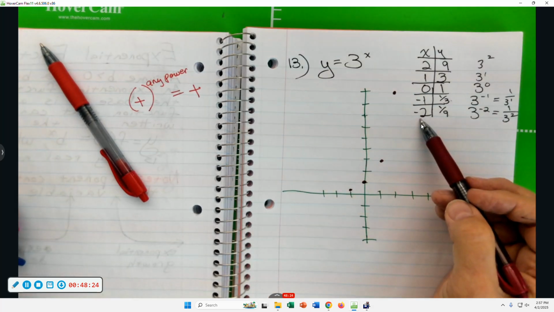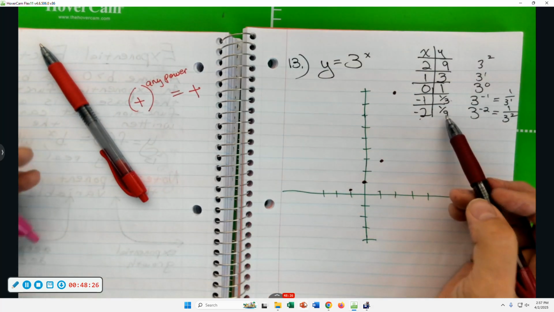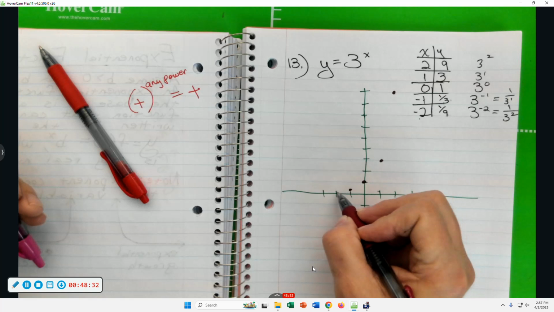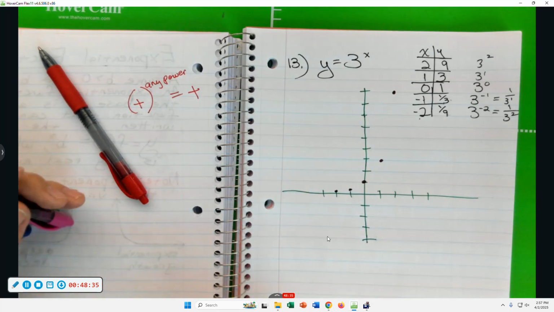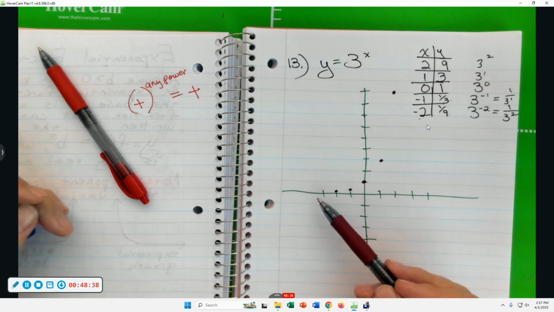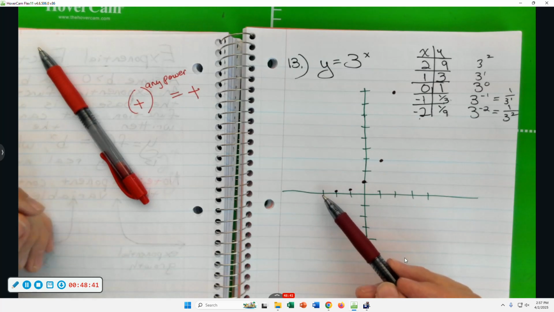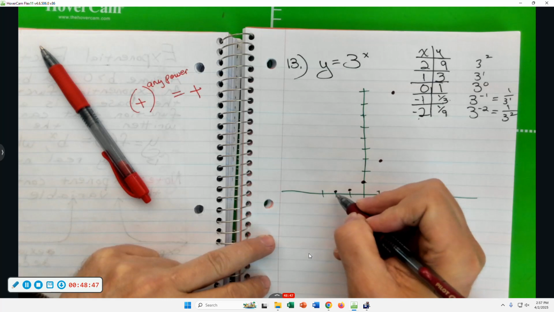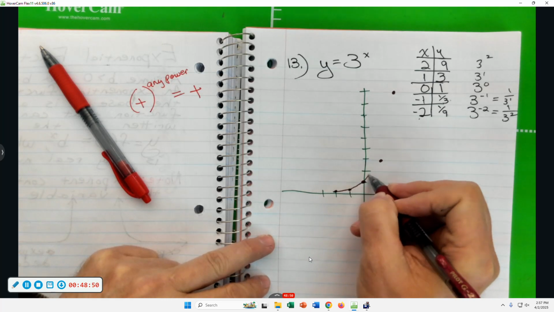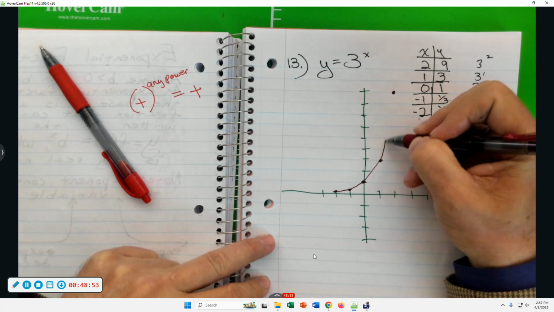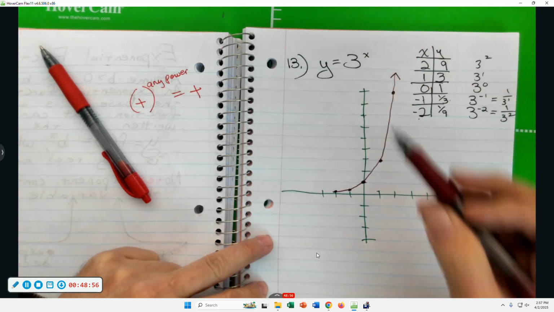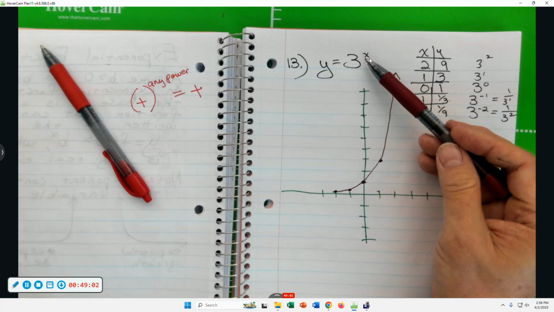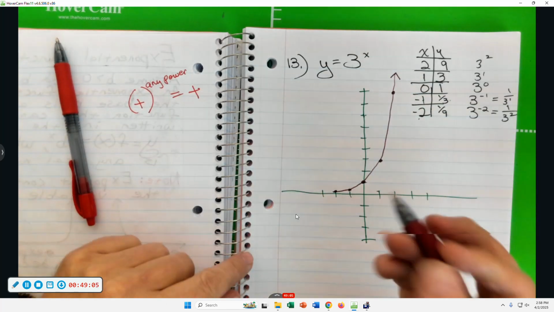At -2, we're only moving up 1/9. Imagine breaking that interval into 9 equal subintervals. We'd be even closer to the x-axis. If we had plugged in -3, we'd only move up 1/27th of a unit. We say that this figure is getting closer and closer to the x-axis, but it's never going to touch, because if it touched the x-axis, that means the y value is 0. And a positive number to any power will never be 0. It will always be positive, which means greater than 0.